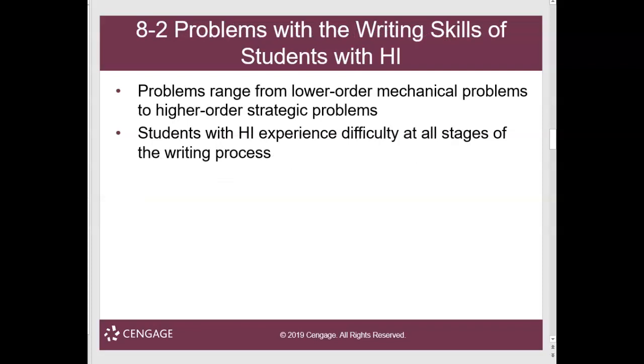So problems with the writing skills, there's a whole bunch of issues that could be happening, right? It could be physical handwriting issues, okay? So those lower order mechanical problems. Maybe you have a student with some pretty significant occupational therapy needs, and writing might be hard for them.